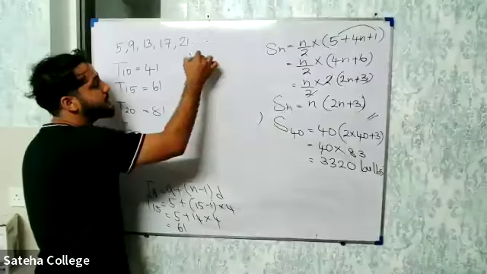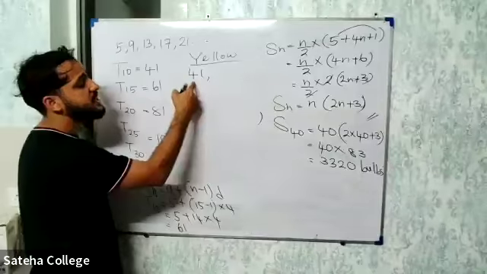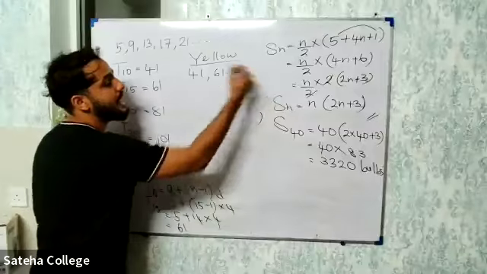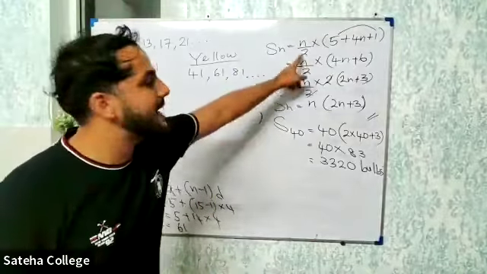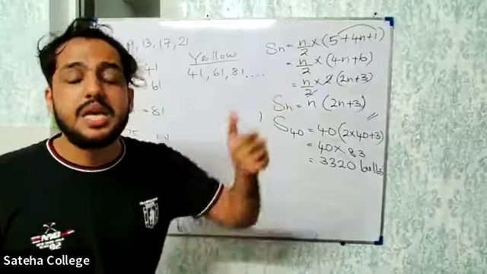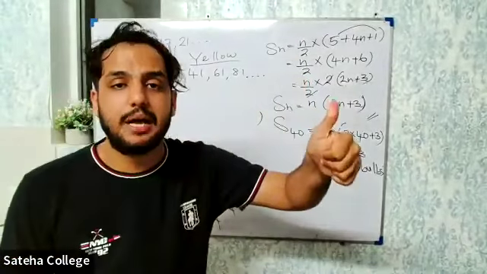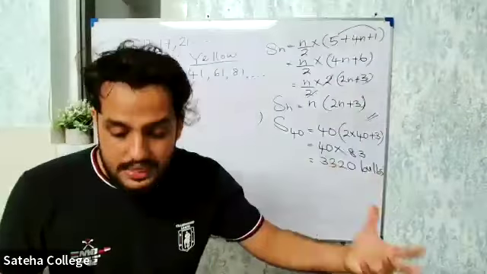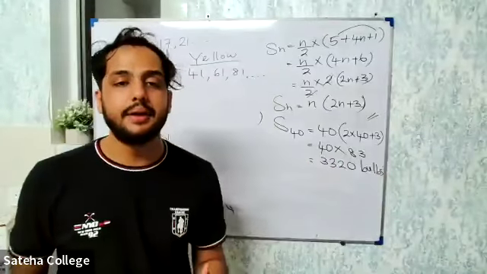Now for the yellow bulbs, we can get a new arithmetic progression. That is, first term is 41, then you have 61, then 81, and likewise. Now, why do we need a new arithmetic progression? Then only we can apply this Sn formula to find the number of yellow bulbs. If you find the number of yellow bulbs, you know the total number of bulbs. Total number of bulbs minus the number of yellow bulbs will give you the number of red bulbs. That is the idea we're going to have here, right?